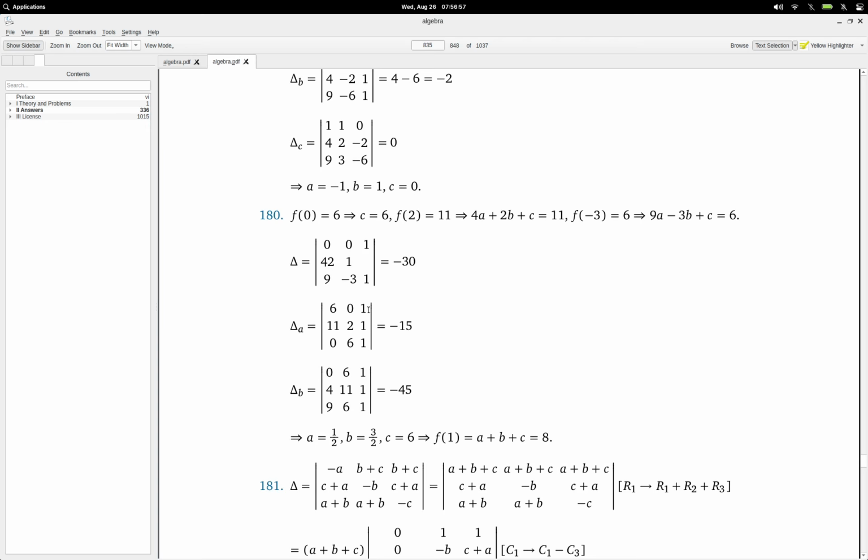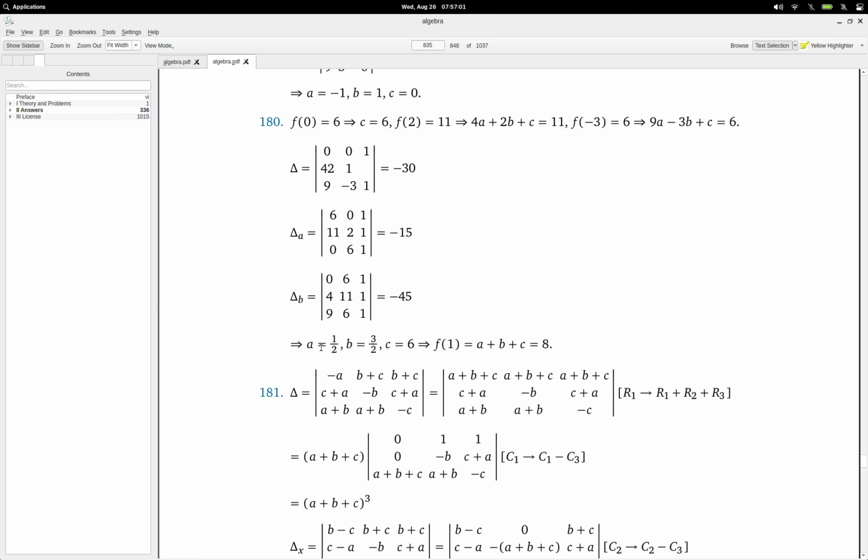So delta is minus 30, delta a is minus 15, delta b is minus 45. So we compute a is equal to half, b is equal to 3 by 2, and c is equal to 6. And f of 1 is equal to a plus b plus c, that is 8.